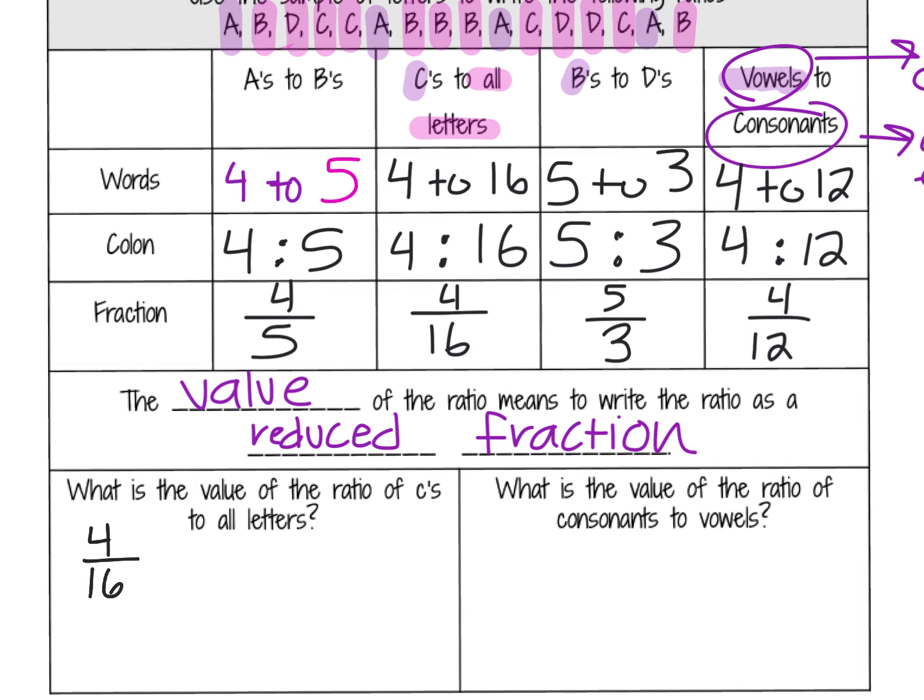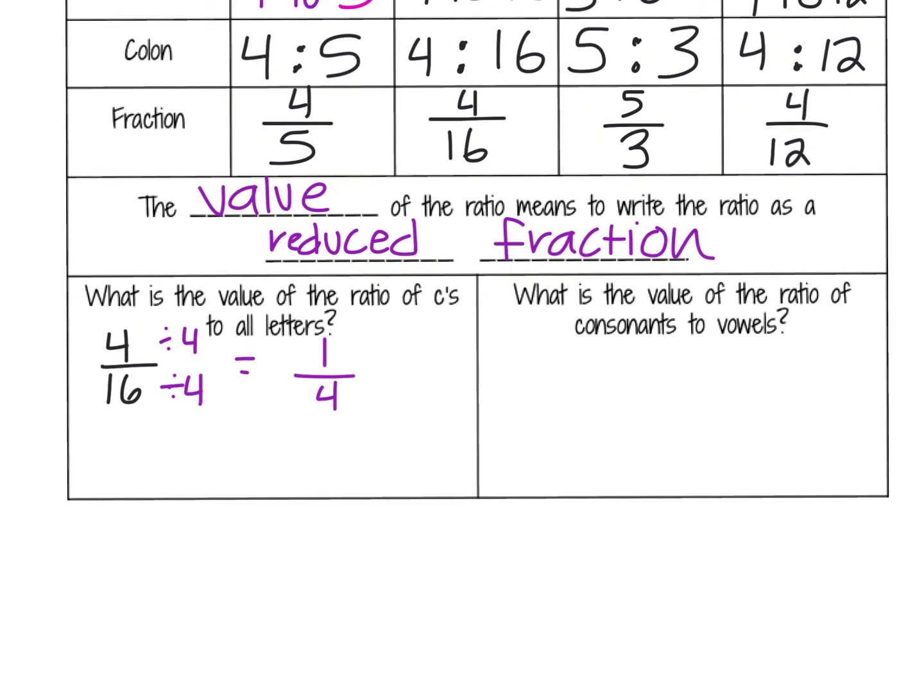Then to reduce the fraction, we're going to say, what can I divide both 4 and 16 by? That's 4. 4 divided by 4 is 1. 16 divided by 4 is 4. So that ratio reduced is 1/4.